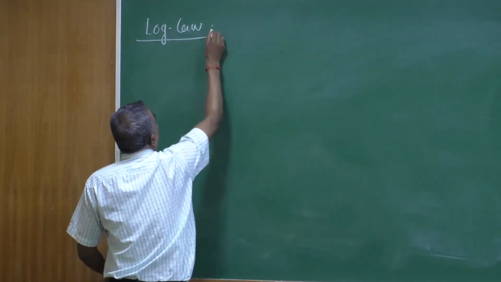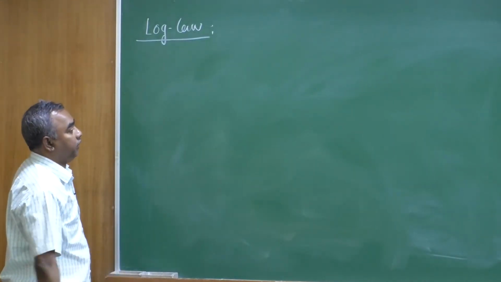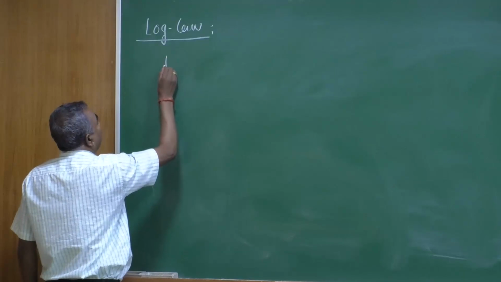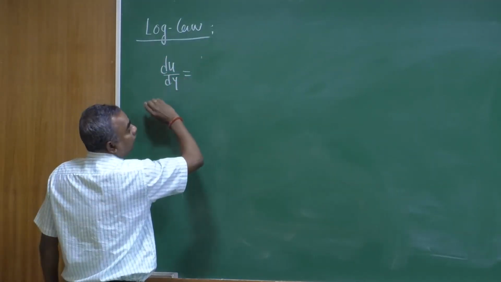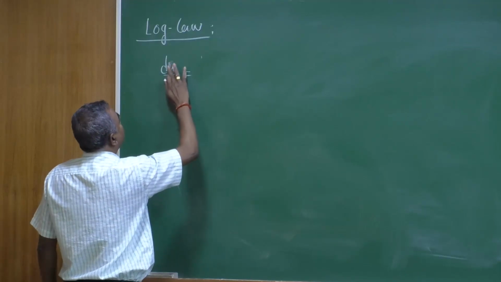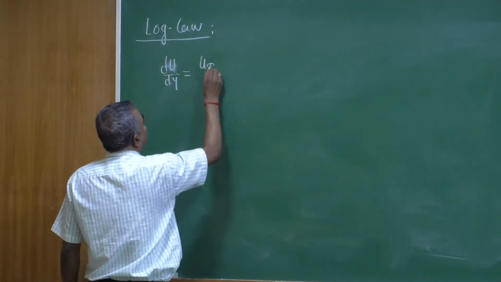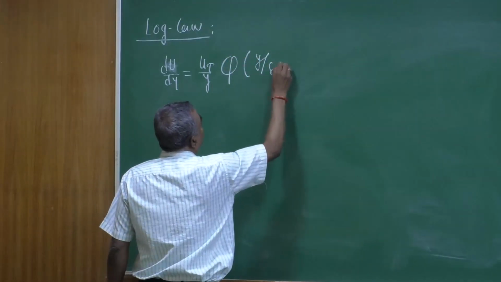Log law. So, what is log law? That is what we will discuss. From our previous relation of dimensional analysis, capital U should be u tau by y phi of y by delta v.